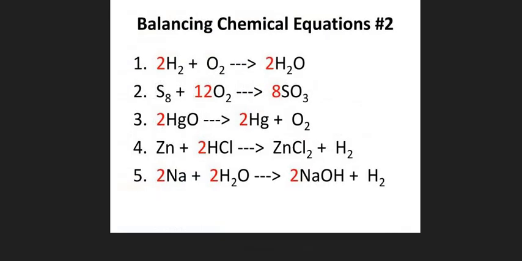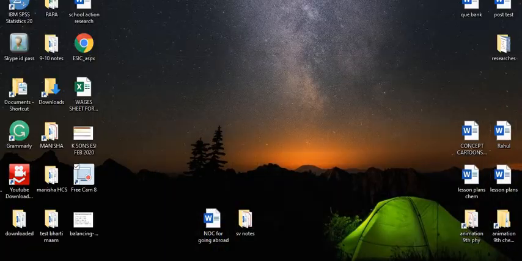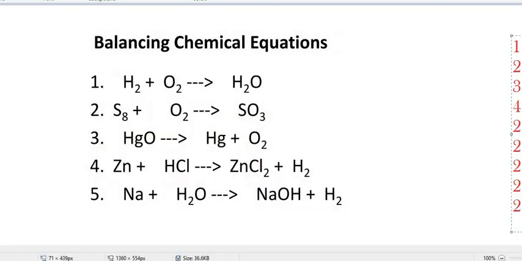For example, let's take an equation. We take H2, that is hydrogen, and O2, that is oxygen, and this hydrogen and oxygen together combine to form water. Now hydrogen is a gas. Oxygen also is a gas, but we get H2O, that is water, and it is usually available in liquid form.